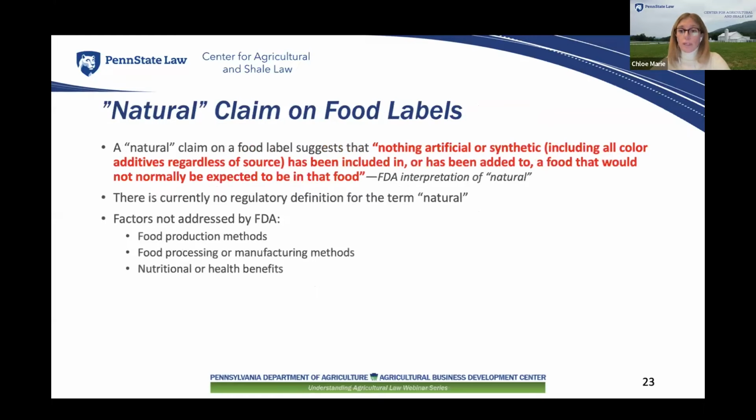Natural food claims. The FDA has not yet defined the term natural for use in food labeling, but it has interpreted it as meaning that a food contains no artificial or synthetic ingredients that would not normally be found in that food. However, the FDA did not address food production methods or food processing or manufacturing methods and did not consider whether the term natural should imply any nutritional or other health benefits.